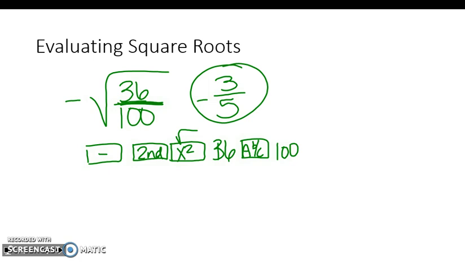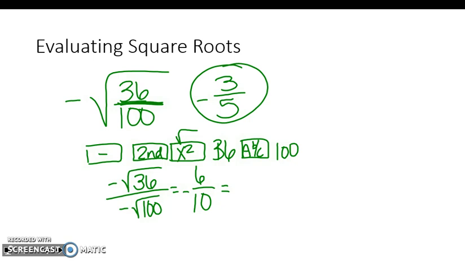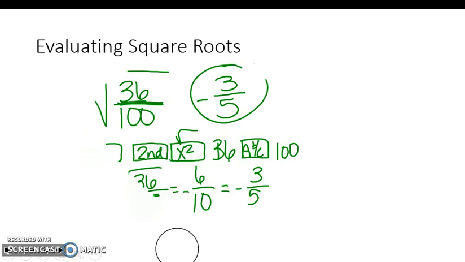If you guys prefer, you can take the negative square root of 36 over the negative square root of 100 and do those separately. But you would get 6 over 10, which then simplifies to -3 over 5. So either way, doesn't matter. You just have to make sure that you're getting it in its simplest form. We always want the simplest form.